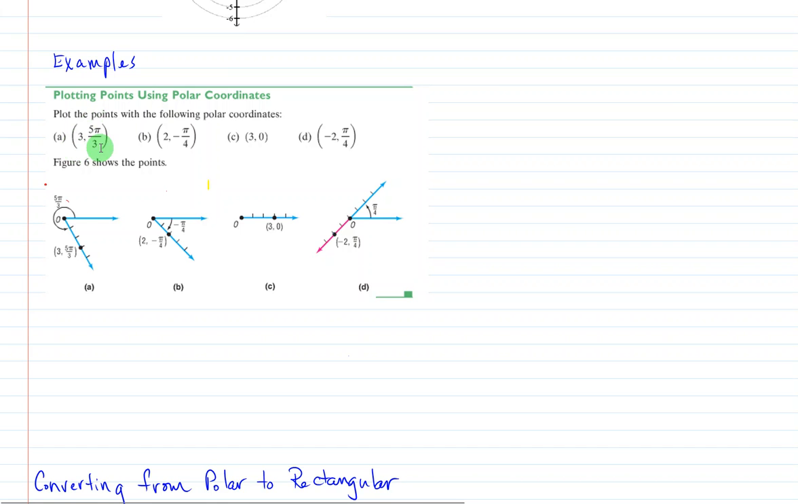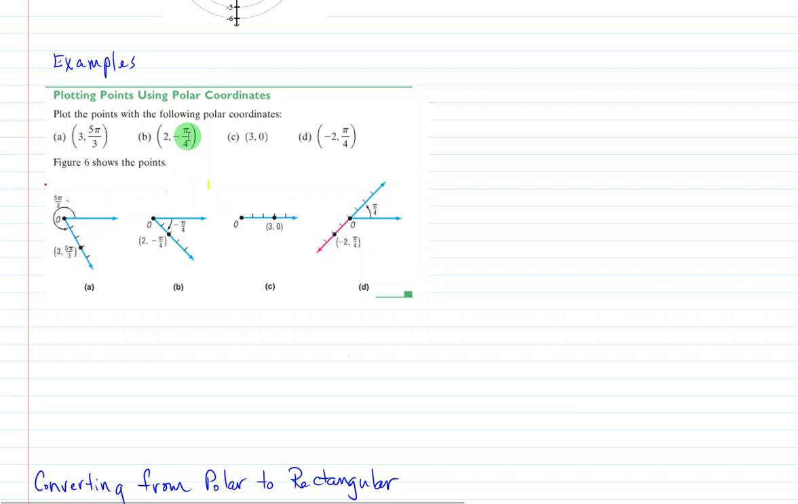3 comma 5 pi over 3. Well, 5 pi over 3 is over here in the fourth quadrant. You can look at your old unit circle and see that. So 5/3 pi is like 300 degrees. So all the way over here and then down 3. So that's how you would do that one.